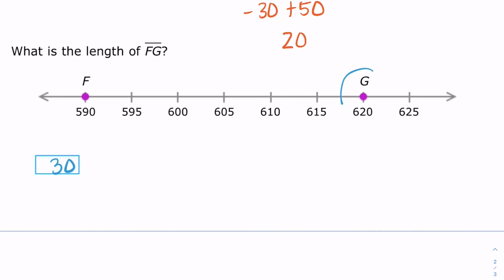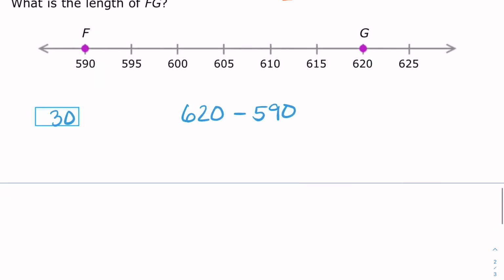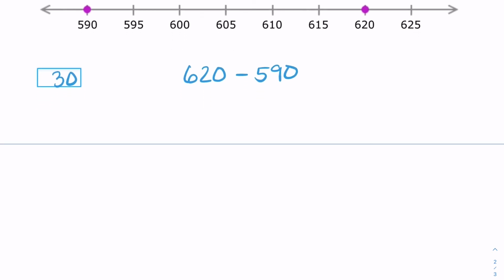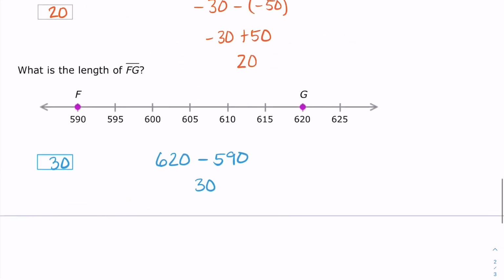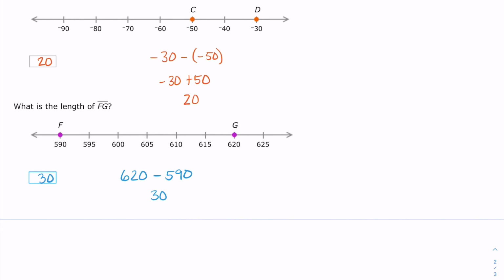But let's do our greater, 620, take away our lesser, 590, and let's see what we get. So 620 minus 590 is 30. Yeah, it's 30. All right. So that's the end of that lesson. We're already done. You just have to be careful while you're doing this, okay? Make sure you do greater minus lesser, or you actually count on the number line.